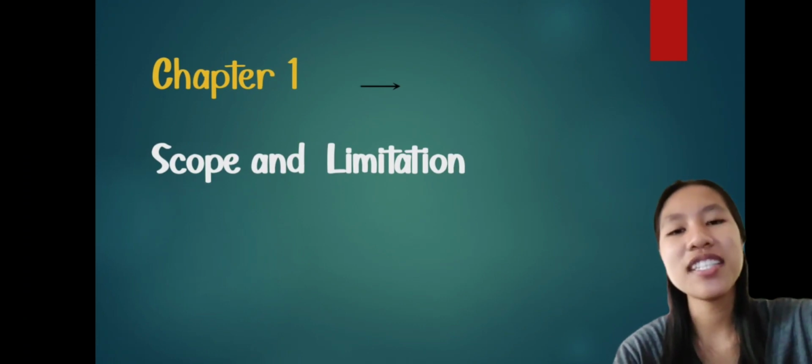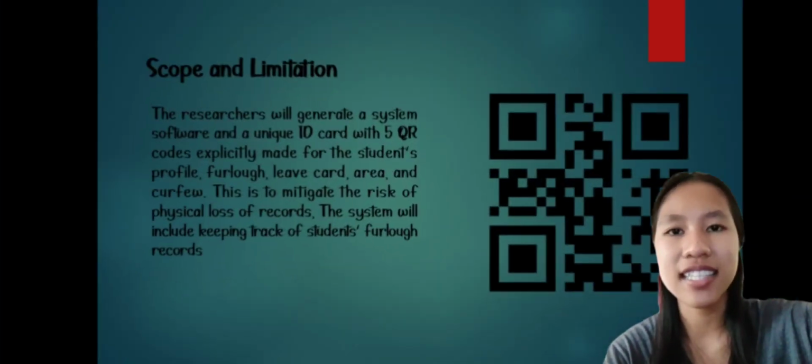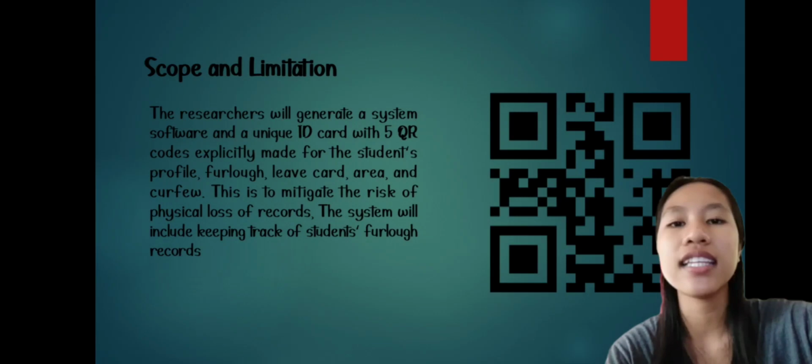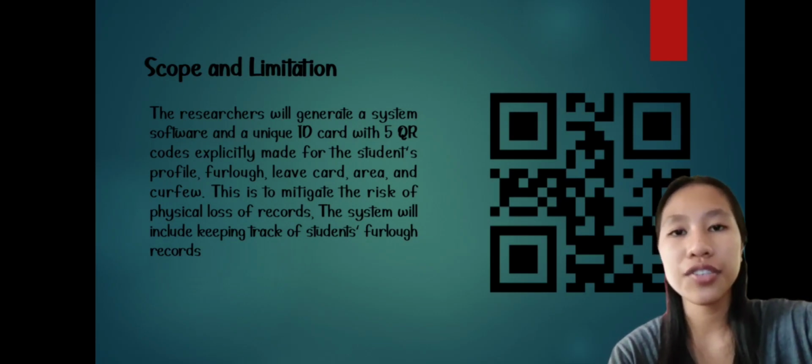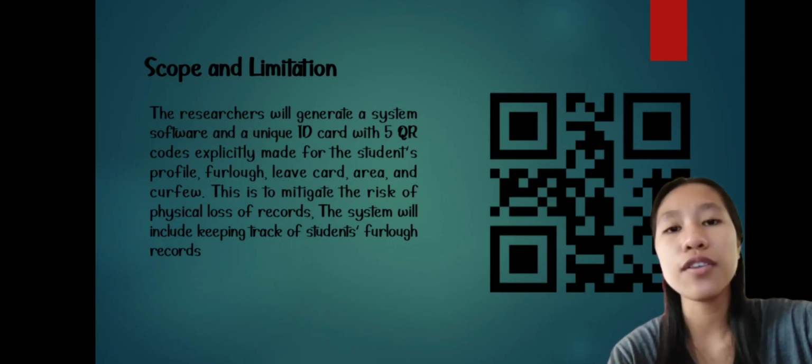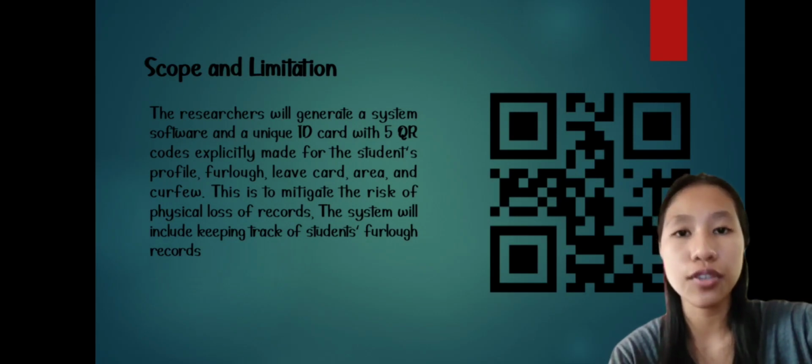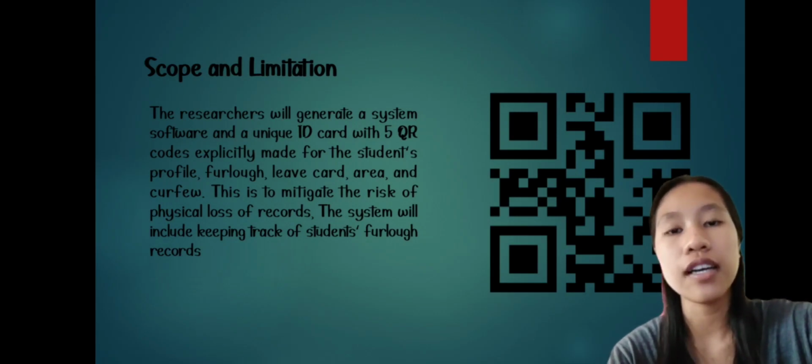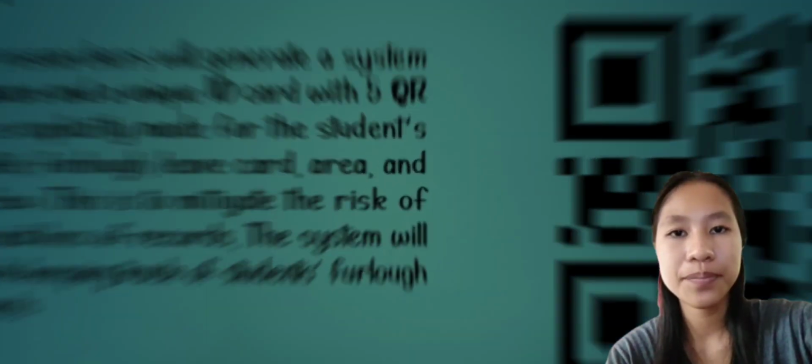Good day, I'm here to discuss the scope and limitation of this study. The researchers will generate a system software and a unique ID card which consists of 5 QR codes specifically made for students' profile, leave card, furlough, curfew, and area. This is used to mitigate the possible loss of physical records and keep track of students' furlough if they are going to leave the school premises, and also their pointing system.